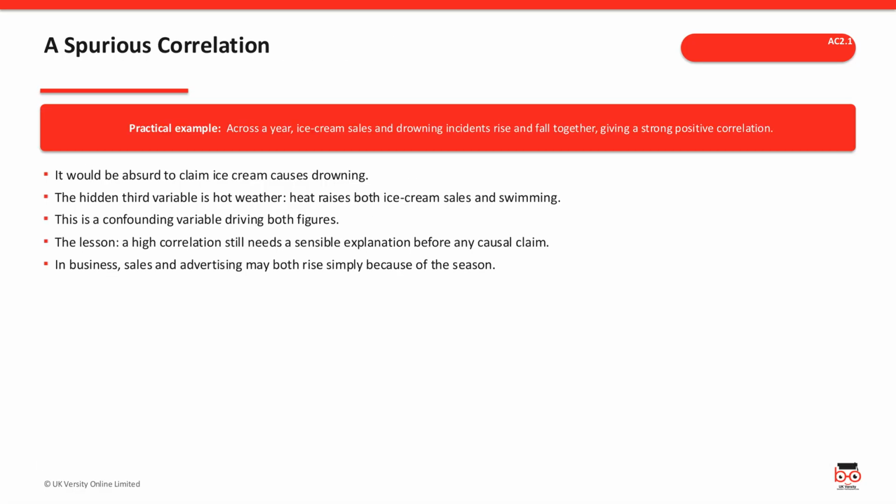My favorite example: across a year, ice cream sales and drowning incidents rise and fall neatly together, giving a strong positive correlation. Obviously, nobody thinks buying a 99 causes someone to drown. The hidden third variable is hot weather, which pushes up both ice cream sales and the number of people swimming. In business, it's the same trap. Sales and advertising might both climb simply because it's the Christmas season.